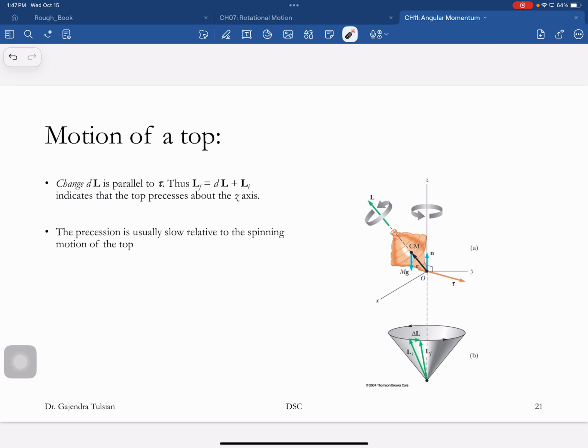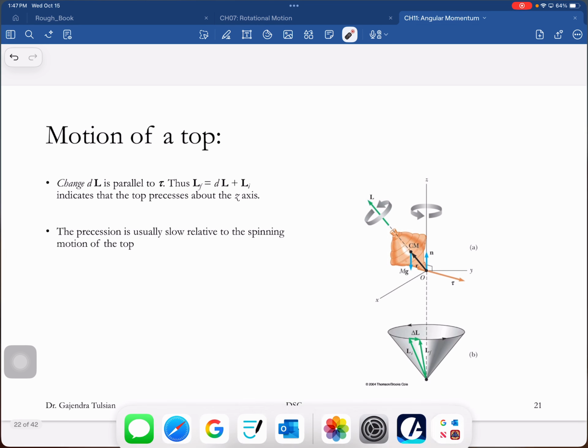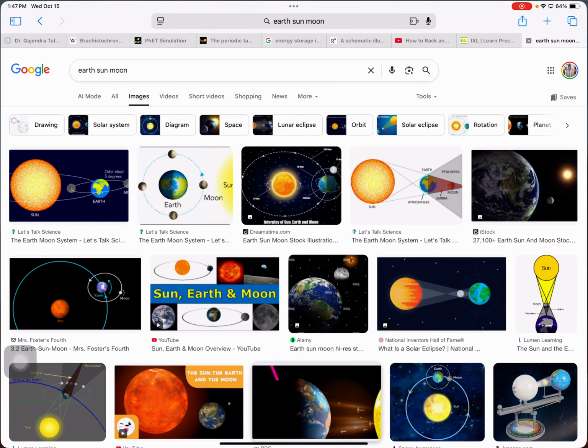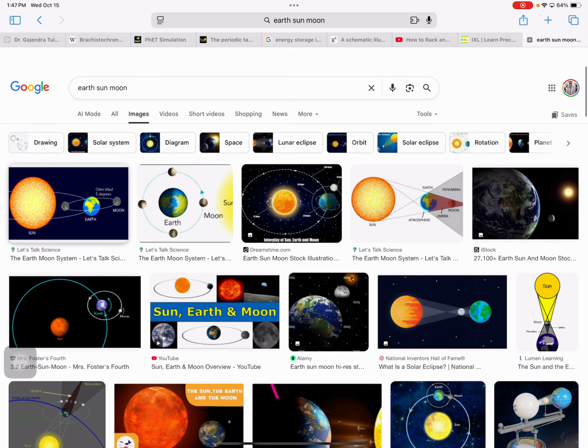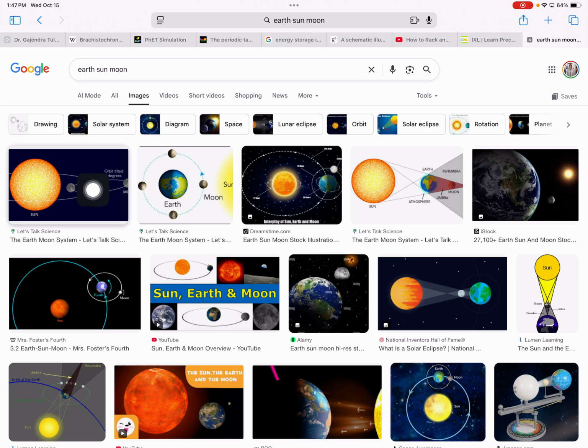Okay, so let me do that again. So here is a spinning top, and the torque is making it precess. All right, so the Earth is spinning. It's a spinning top. Okay?